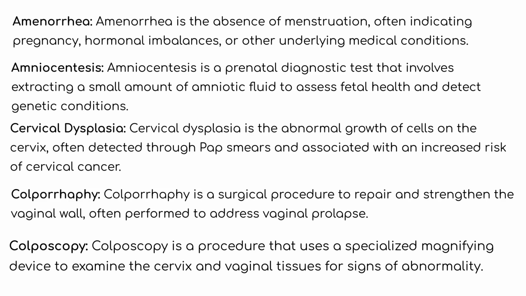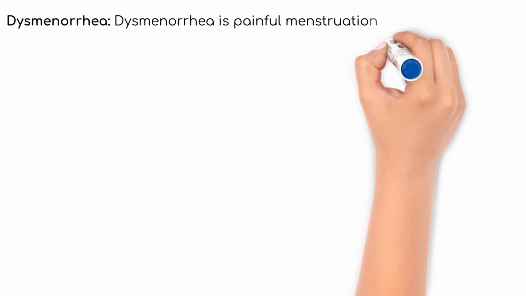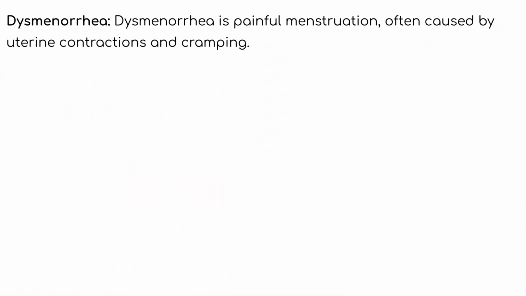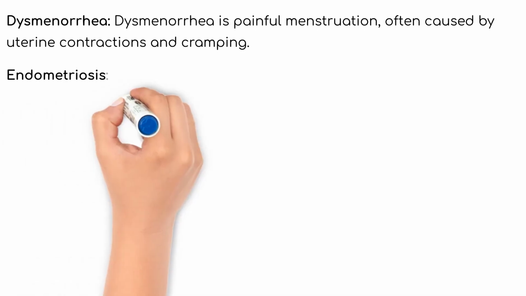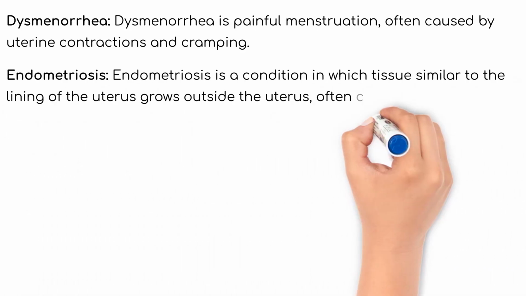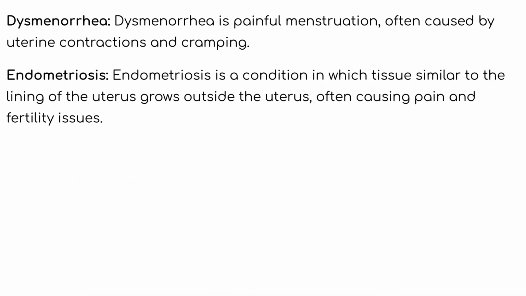of abnormality. Dysmenorrhea. Dysmenorrhea is painful menstruation, often caused by uterine contractions and cramping. Endometriosis. Endometriosis is a condition in which tissue similar to the lining of the uterus grows outside of the uterus, often causing pain and fertility issues.